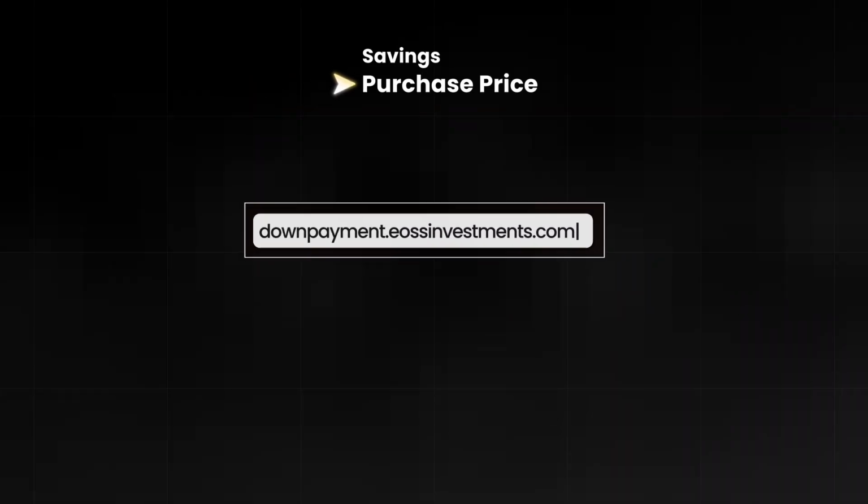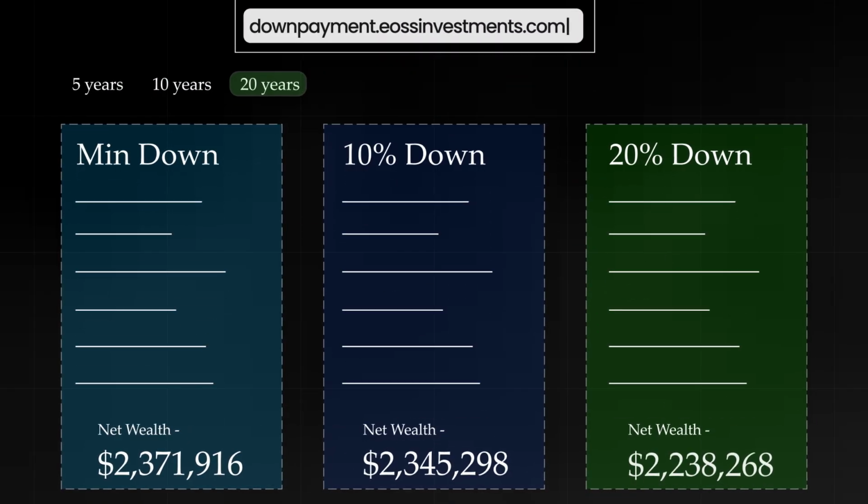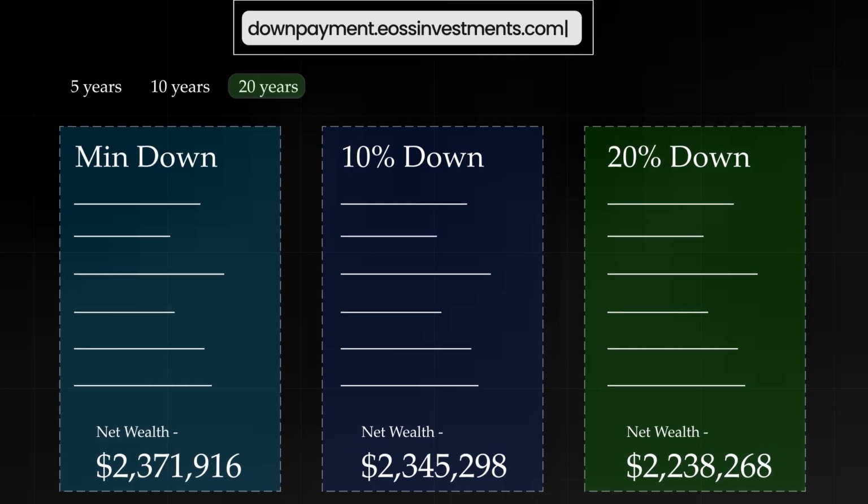What it does is take your specific situation, your savings, your purchase price, your mortgage details and show you side by side what different down payment amounts actually mean for you over time. This is not just the monthly payment, which is what most people focus on, but your total financial picture at 5, 10 and 20 years later.